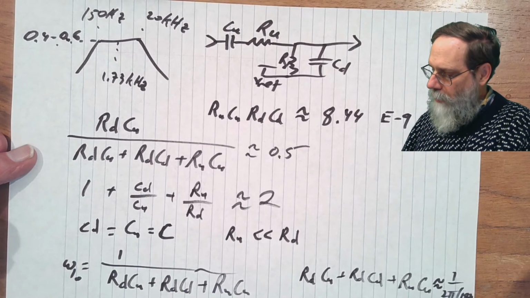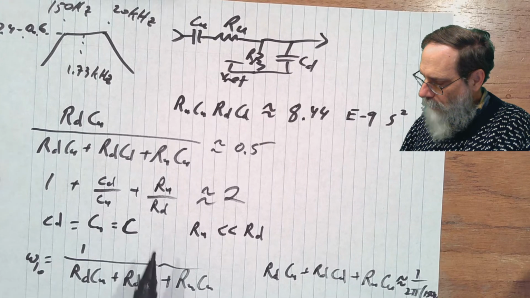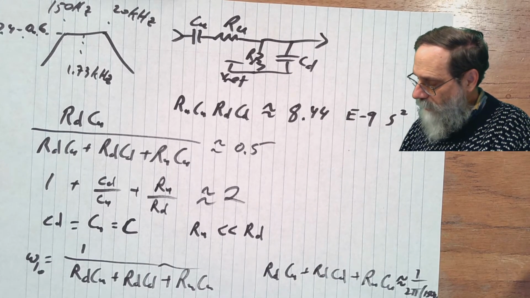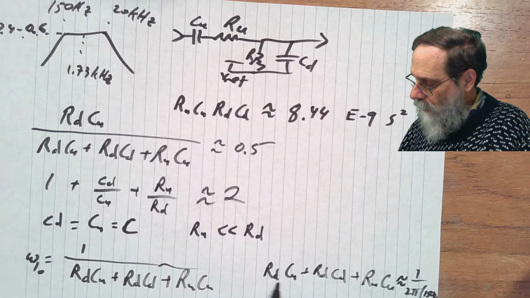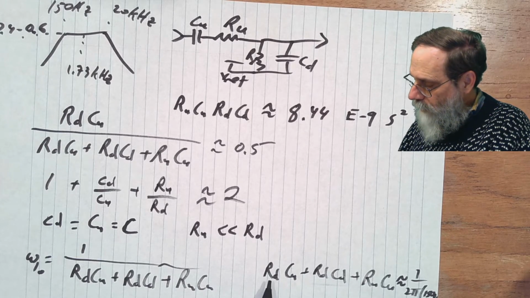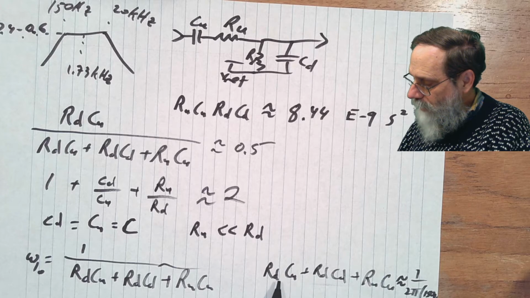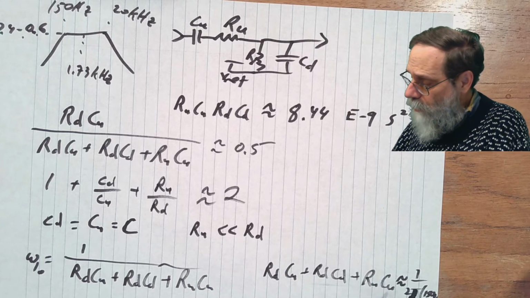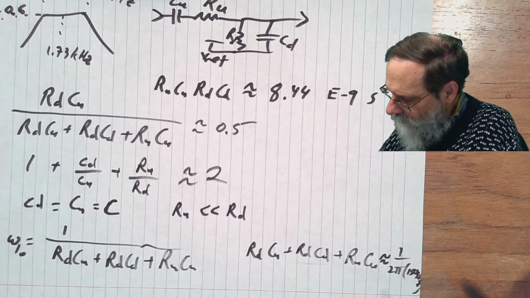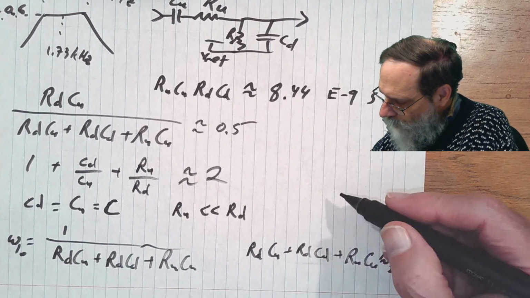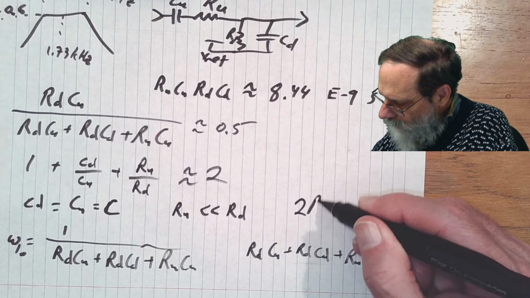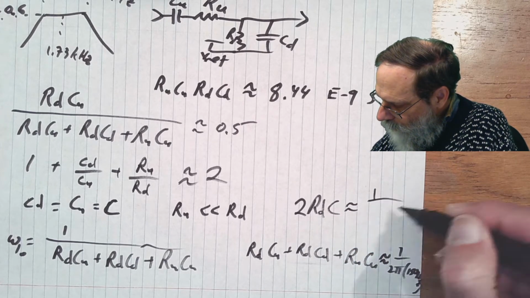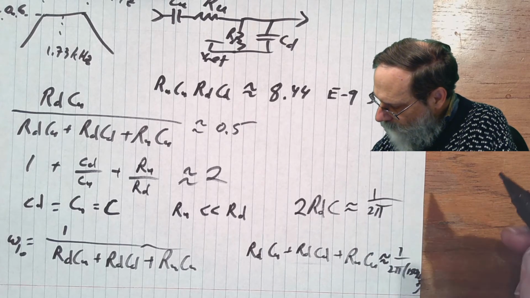All right, but we know that RU is a lot less than RD, and we know that the capacitors are all the same here. So what we've got is RDC times C plus RD times C plus something a lot smaller than that. So we could just write this, working up the page here, as 2 RDC is about 1 over 2 pi times 150 hertz.